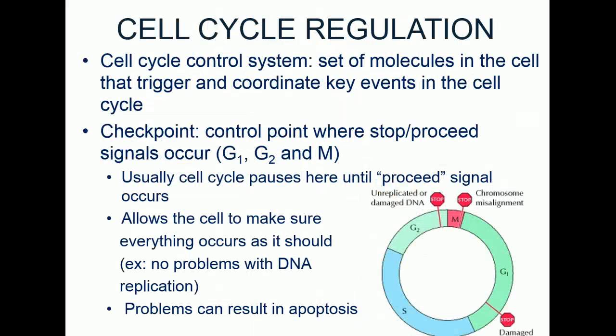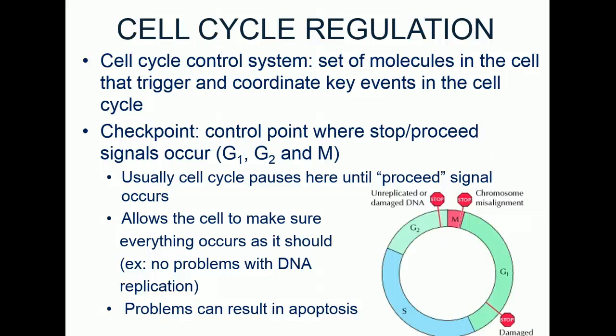Okay, we're going to wrap up with a short discussion about things that can go wrong, because the cell cycle is a fairly complicated process in eukaryotic cells, and because of that, it has the potential to have a lot of problems. And so what we have in place in eukaryotic cells, over time we've seen the evolution of a regulation system, or a cell cycle control system. So there are molecules in the cell that trigger and coordinate key events in the cell cycle and cause these events to stop so that we can check what has happened up to that point.